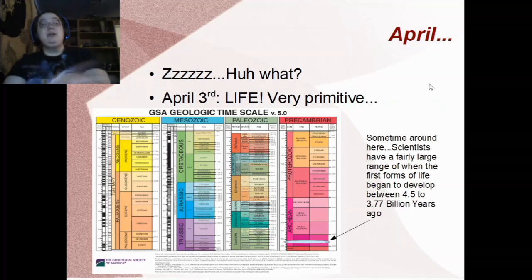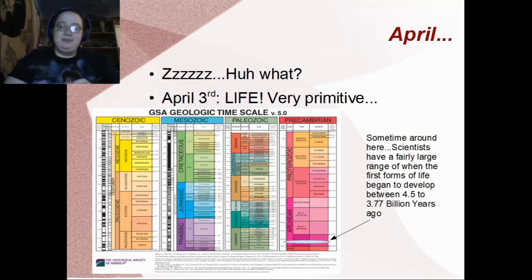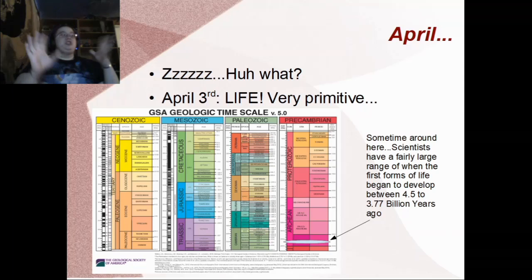Well, April 3rd, we get primitive life. So we have right over here our first little primitive bacterial cells, single-celled organisms that are beginning. These are asexual. They do not have sexual reproduction. These are the very building cells of life, really. They're very simple, and they survive. This happens between 4.5 to 3.77 billion years ago.